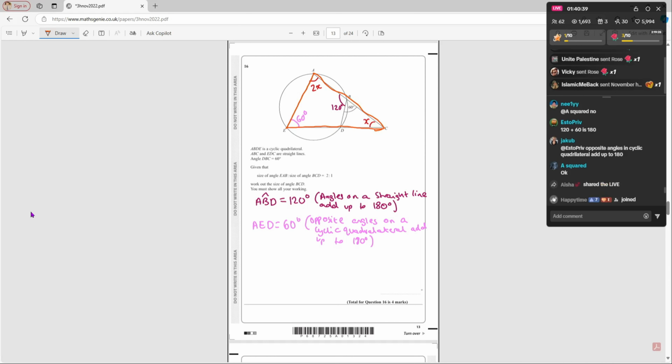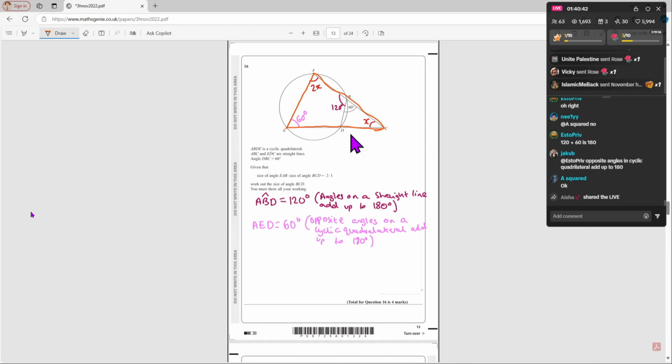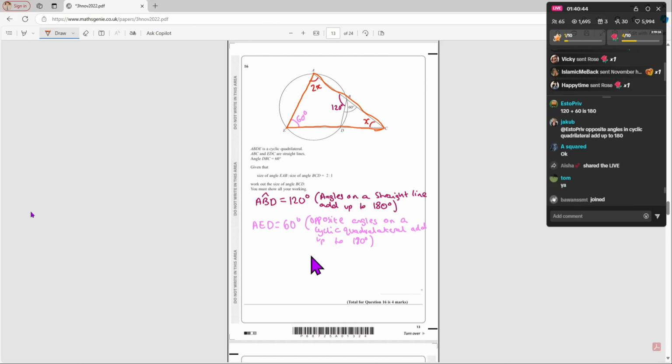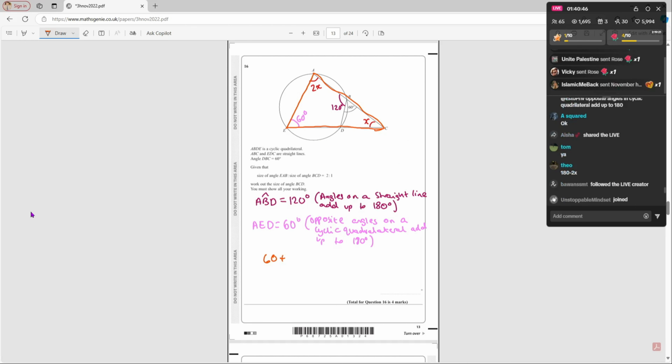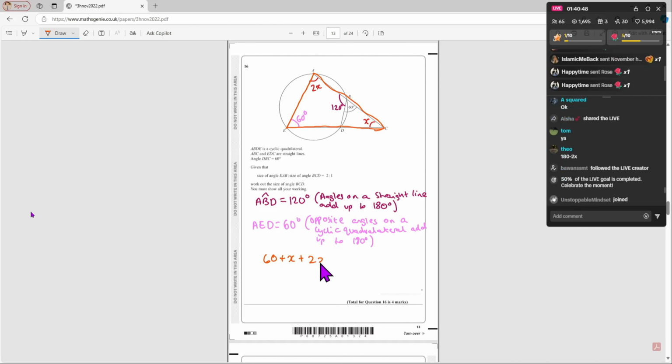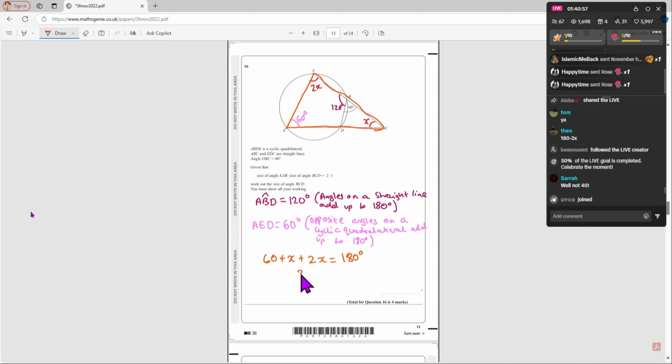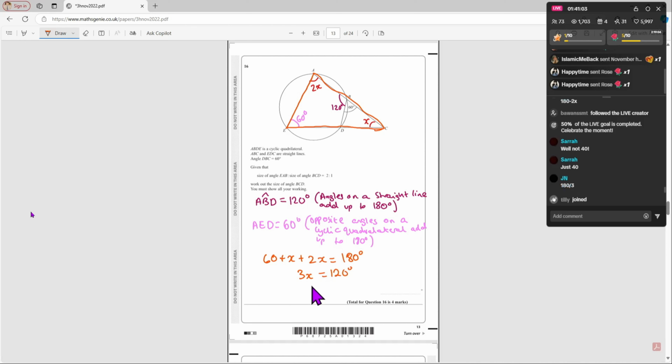So these three angles, 60 plus x plus 2x, has to equal 180 degrees, based on the angles in a triangle add up to 180 degrees. And then it's going to be 3x is equal to 120 degrees. And then x is equal to 40 degrees.